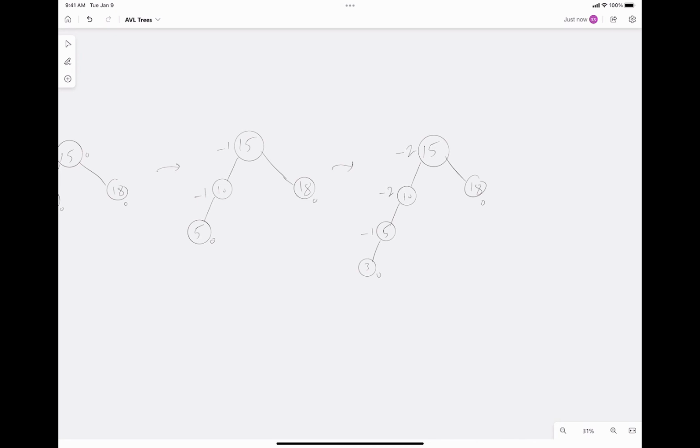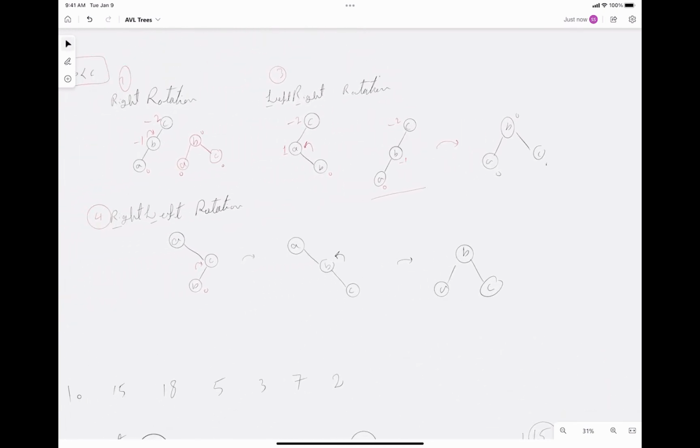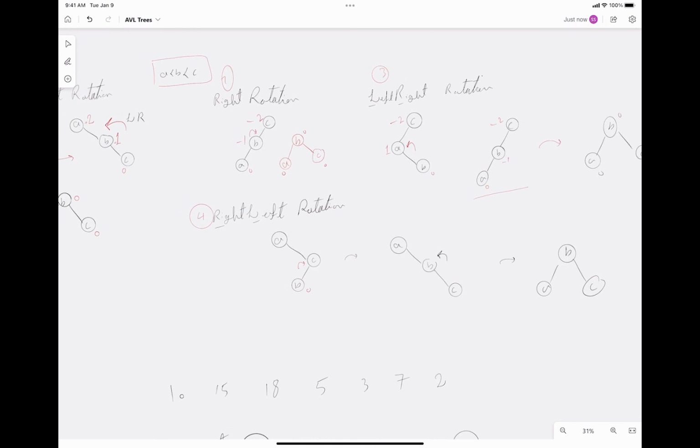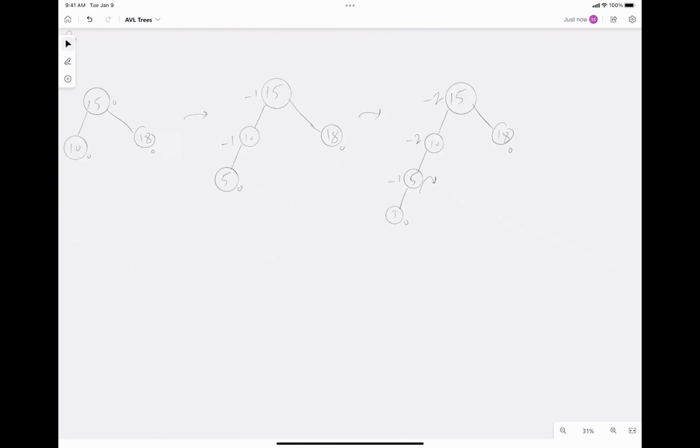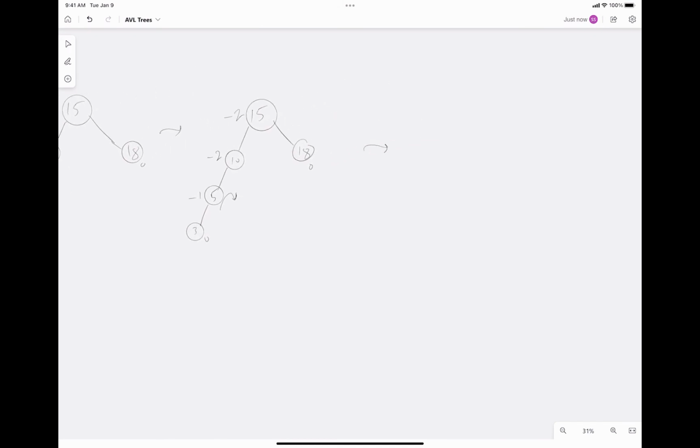So we need to fix the tree here. We need to do a rotation around the 5, one right rotation. If you look at the example that we had, this is scenario number 2. So we're going to do one rotation, and that's going to be 15, then 18, and then 15 and 10, and 3 is also inserted here.